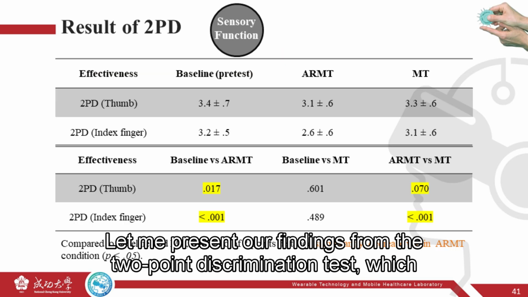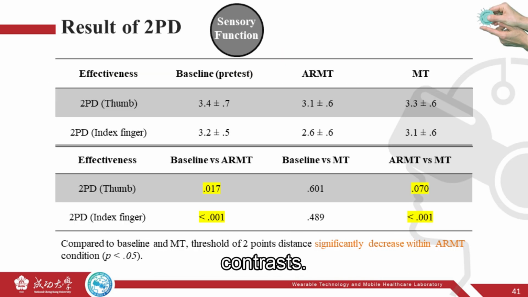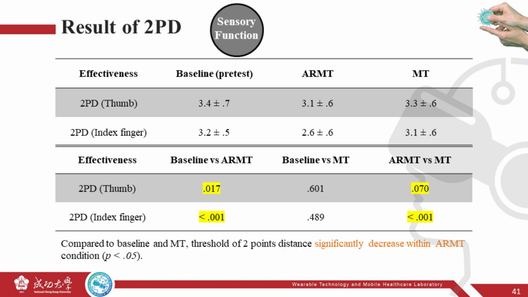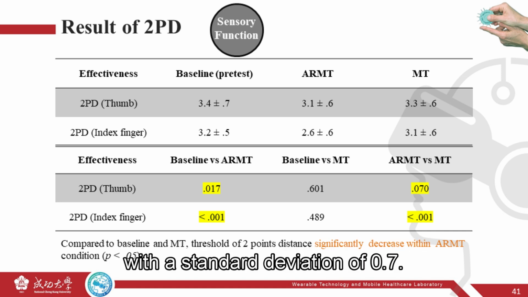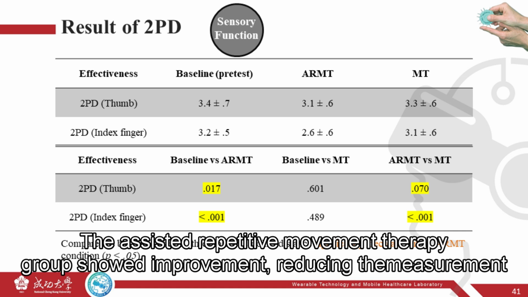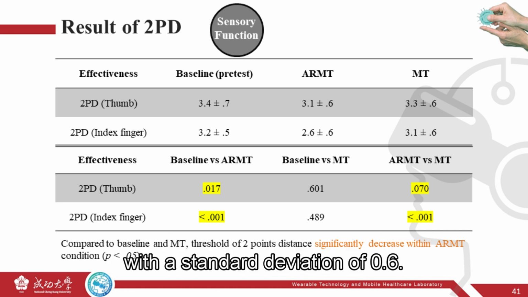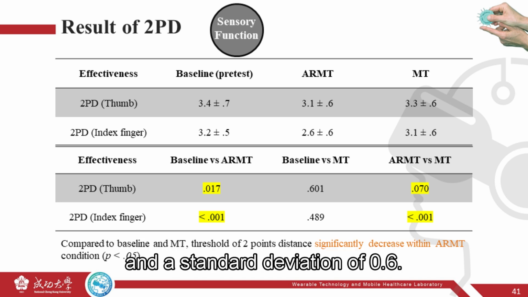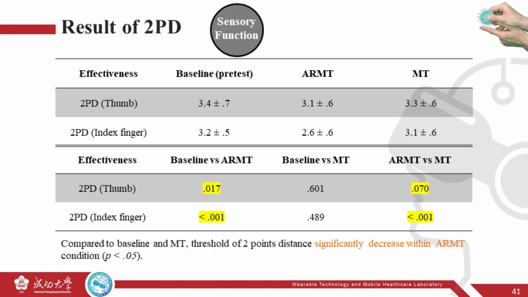Let me present our findings from the two-point discrimination test, which revealed some interesting contrasts. For thumb discrimination, the baseline measurement was 3.4 with a standard deviation of 0.7. The assisted repetitive movement therapy group showed improvement, reducing the measurement to 3.1 with a standard deviation of 0.6. In contrast, the mirror therapy group showed minimal change, with a measurement of 3.3 and a standard deviation of 0.6.